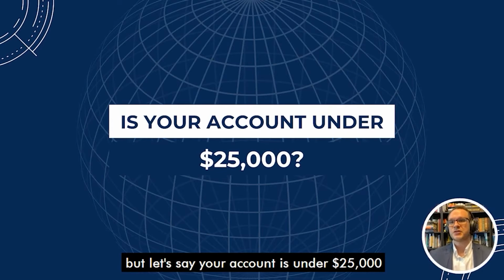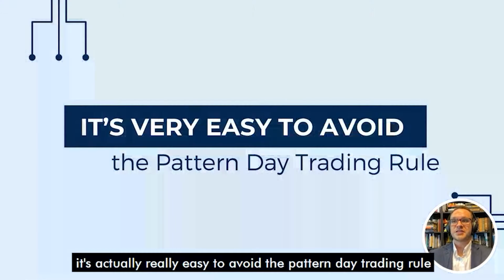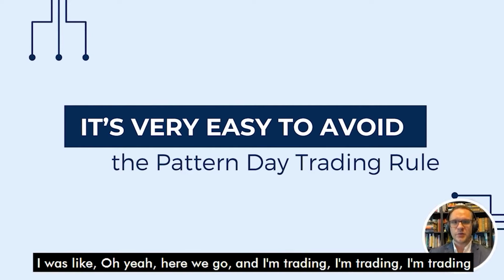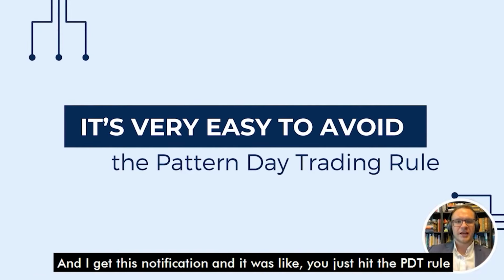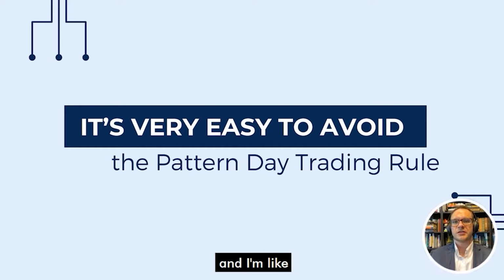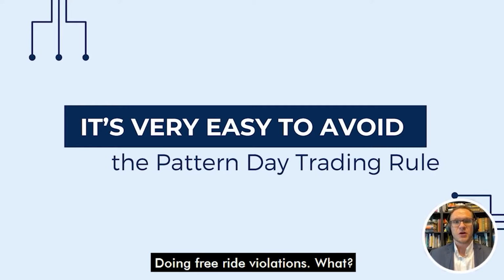But let's say your account is under $25,000. That's totally fine. It's actually really easy to avoid the pattern day trading rule that you've probably come in contact with. I know when I first started trading, I was like, oh yeah, here we go. And I'm trading, and I get this notification, and it was like, you just hit the PDT rule, the pattern day trading rule. Your account has been locked for 90 days. And I'm like, what? The SEC has been notified that you are doing free ride violations. What?